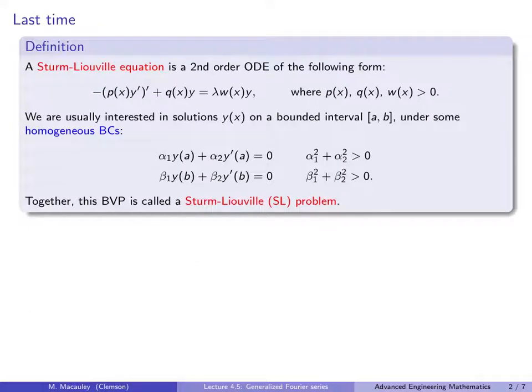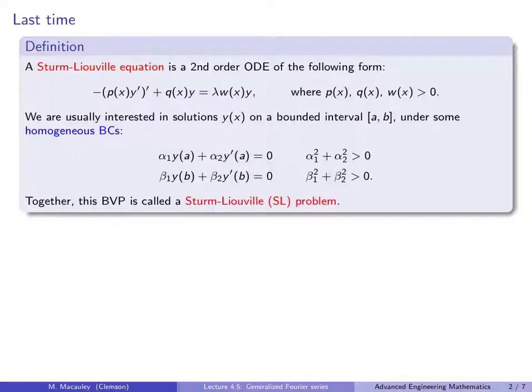I want to begin with a quick review of the main ideas from the previous lecture because these form a foundation for what we're going to do in this lecture. The last lecture was on Sturm-Liouville theory, and the main concept here was a Sturm-Liouville equation, which was a second-order ODE of the following form: negative the derivative of p of x y prime plus q of x y equals lambda w of x y, where here p, q, and w were all positive functions.